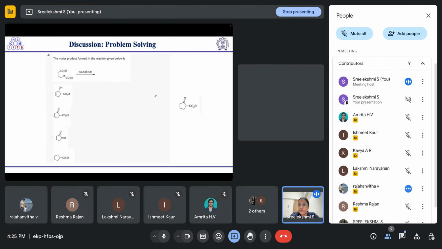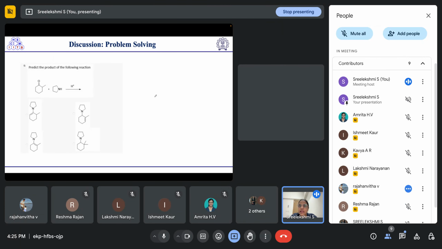So I think it's clear for all. The next question was the last question of the week 0 assignment. Predict the product of the following reaction. So this ketone and this secondary amine in presence of acid, what will be forming? It's a very simple reaction, right? This is an enamine reaction. So how is it basically forming?